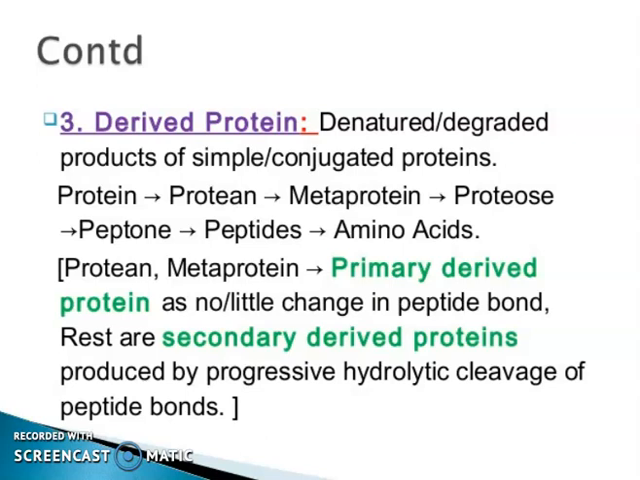Derived proteins: denatured, degraded proteins of simple and conjugated proteins. Proteans, metaproteins, proteoses, peptones, peptides, amino acids. Proteans and metaproteins are primary derived proteins, with little change in peptide bond. The rest are secondary derived proteins produced by progressive hydrolytic cleavage of peptide bonds.